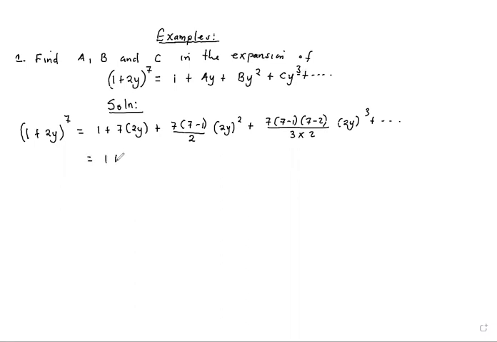This is the same as 1 plus 14y plus 7 by 6 over 2 multiplied by 4y squared. Where is 4 coming from? There's a 2 inside the brackets there, so 2 squared is 4. Plus 7 minus 1, 6, 7 minus 2, 5 over 6. Where is 6 coming from? 3 times 2 is 6. This 3 times 2 down here is 6. Then 2 power 3, 8, y power 3.